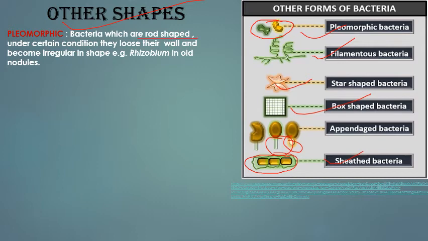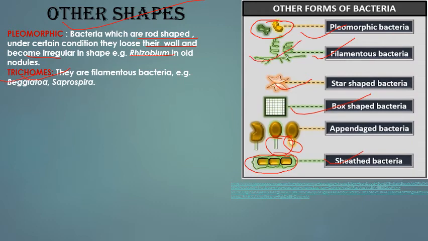In pleomorphic bacteria, so these are basically rod-shaped bacteria, but under certain conditions, jo bacteria hai, rod-shaped bacteria, they lose their wall and become irregular in shape. Jo unki wall hai, uske rigidity ko lose kar dete hain, aur unki jo shape hai, that becomes irregular. So example is rhizobium. For example, rhizobium in root nodules of legumes. Legumes ki jo root nodules mein bacteria hote hain, that show this type of shape.